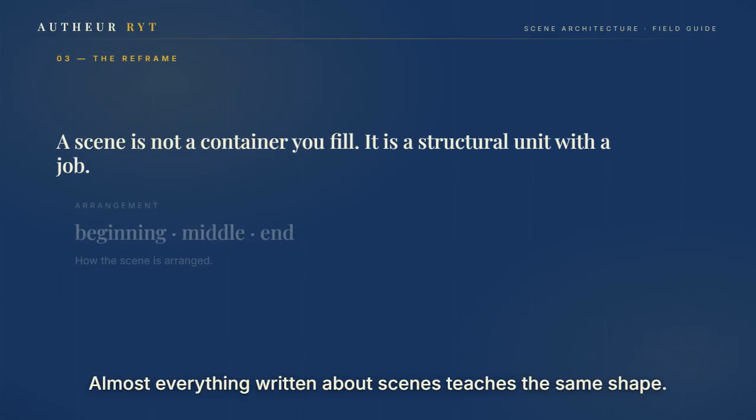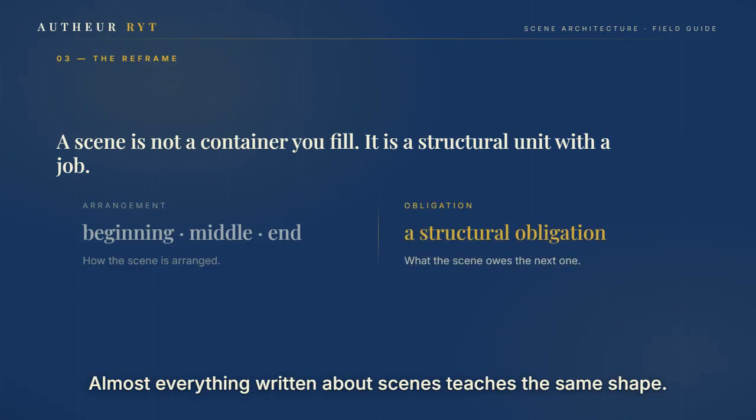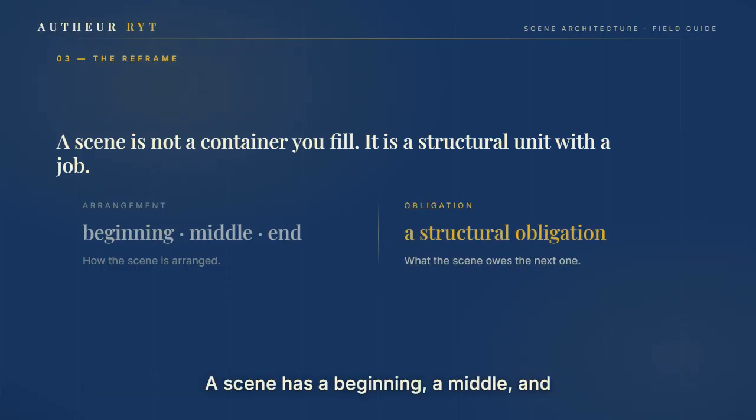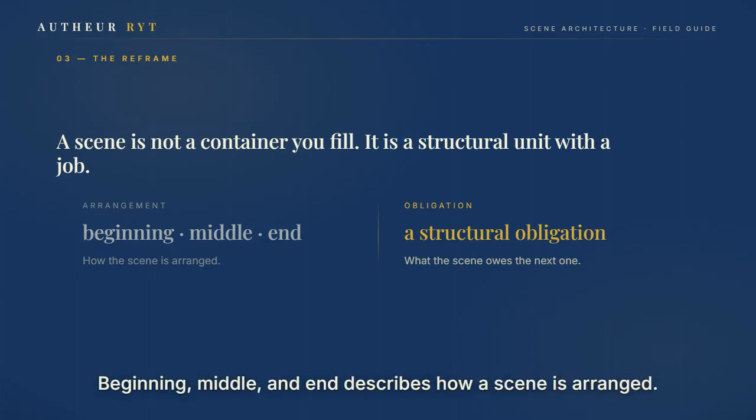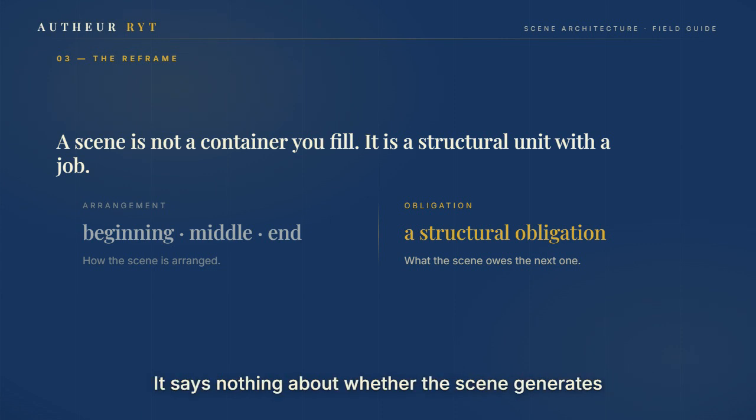Almost everything written about scenes teaches the same shape. A scene has a beginning, a middle, and an end. A small story inside the larger one. That is not wrong. It is incomplete. Beginning, middle, and end describes how a scene is arranged. It says nothing about whether the scene generates momentum, whether it hands the reader a reason to continue.